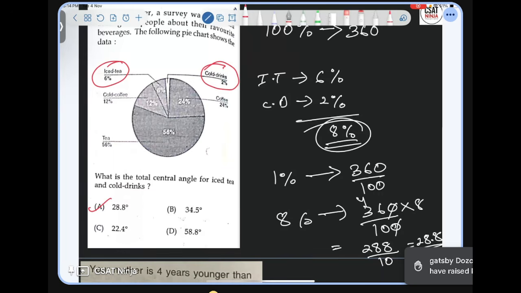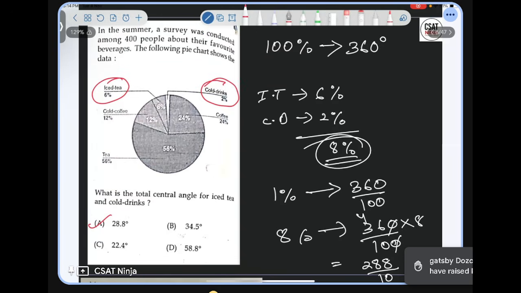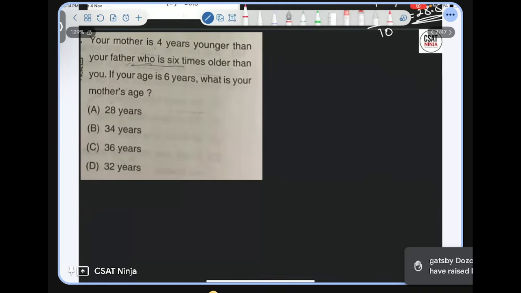That's the answer there. Are we clear with this? Any doubts regarding this? If you're clear, you can give a thumbs up. If you want me to repeat, you can type in repeat. I'll repeat again. Okay. Looks like it's clear. Let's move on to the next.